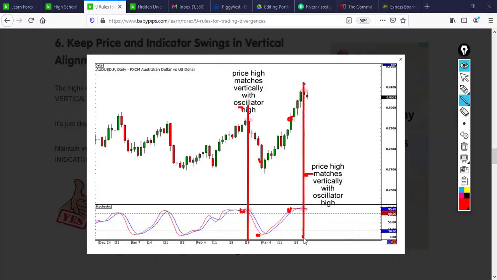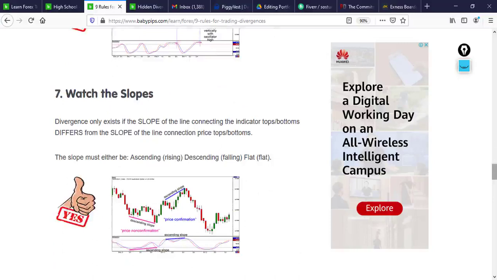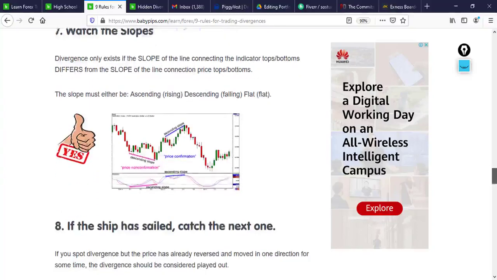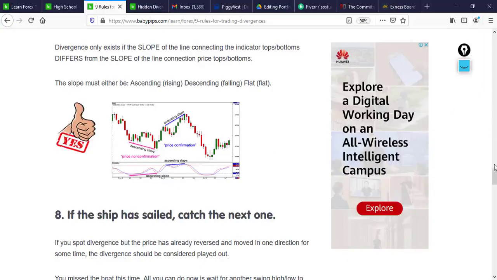So once you've drawn, make sure you are able to take note of where you are. They must match each other. The price on the chart must match that on the indicator. It is very, very paramount that you do this. Then watch the slopes. Divergences only exist if the slope of the line connecting the indicator tops or bottoms differs from the slope of the line connecting price tops and bottoms. It must be almost as beautiful as this. Very, very important to do this. So make sure you practice this, okay?